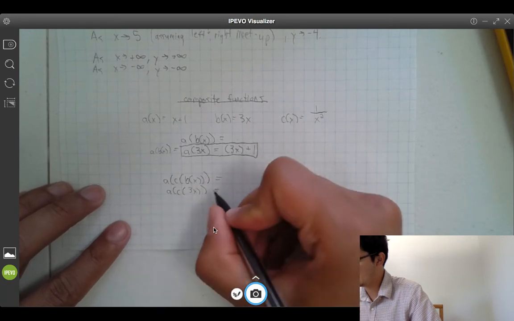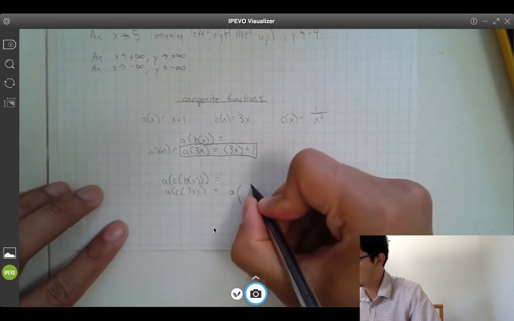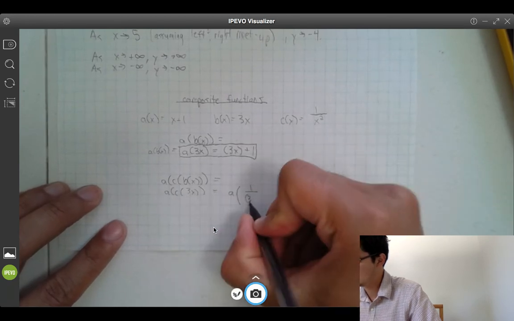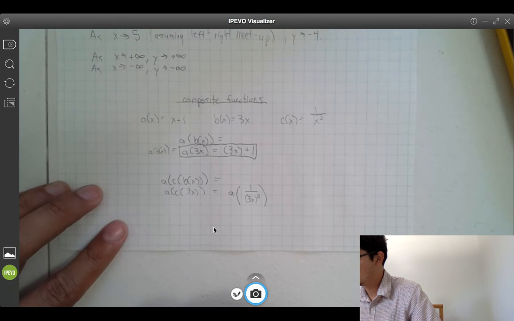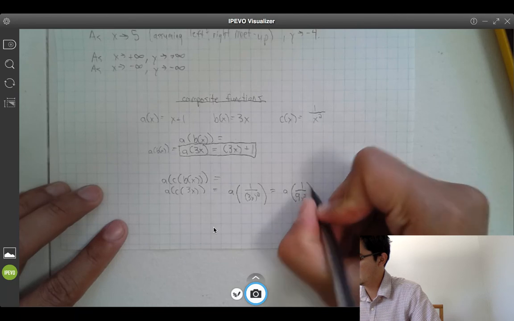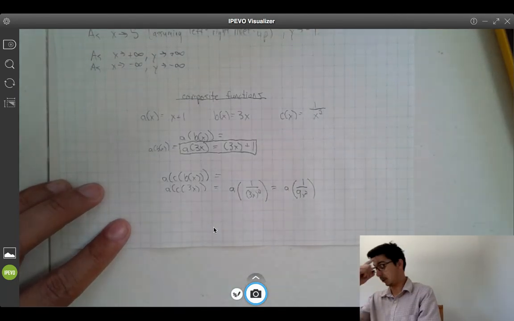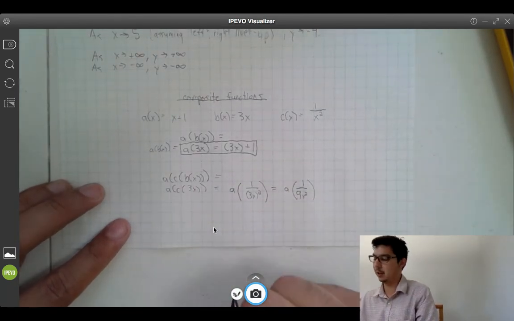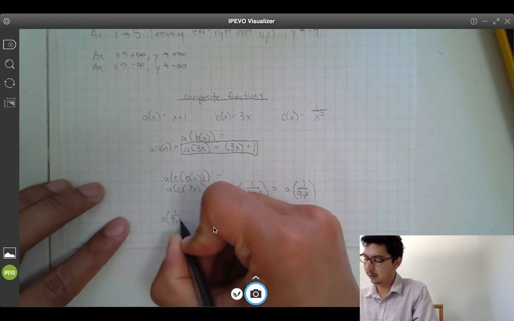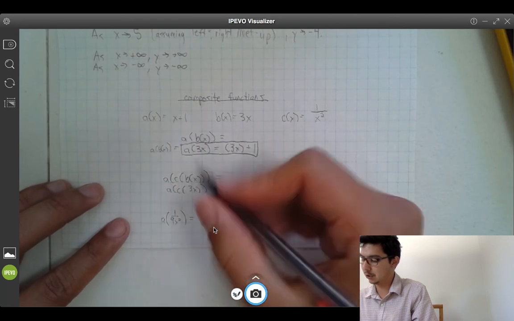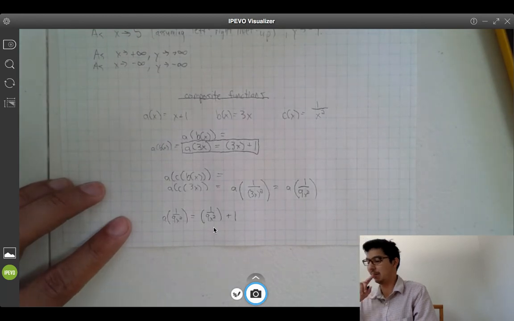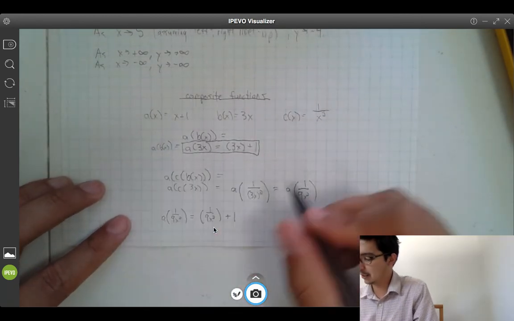So then that's going to become a of 1 over, instead of the input x, we're plugging in 3x, right? Because 3x is the input, squared, which I can simplify and just write 1 over 9x squared. So now I'm at a of 1 over 9x squared. Now this is your input for the function a. So a of 1 over 9x squared is equal to, where x is your input, that's what we're plugging in, plus 1. You can't really simplify it much, so that is your final answer there.